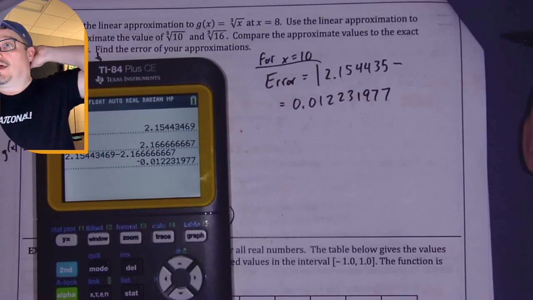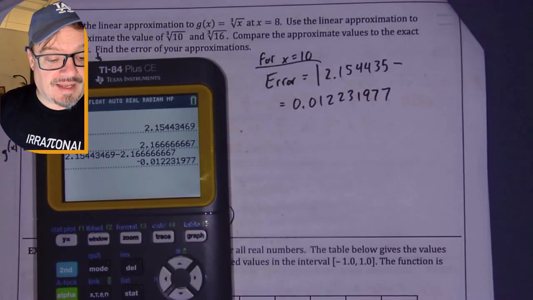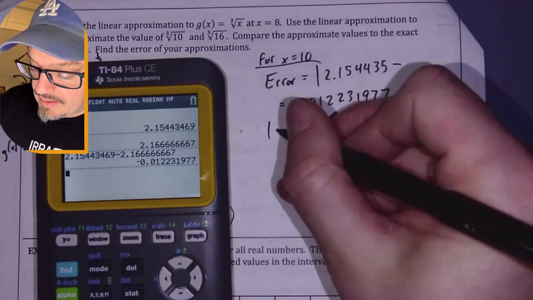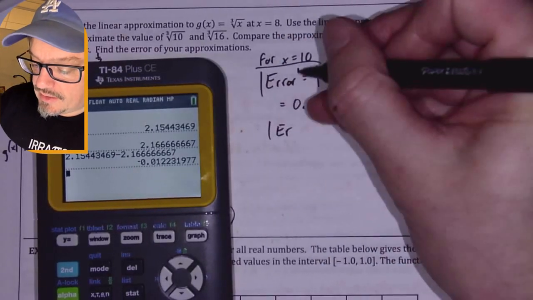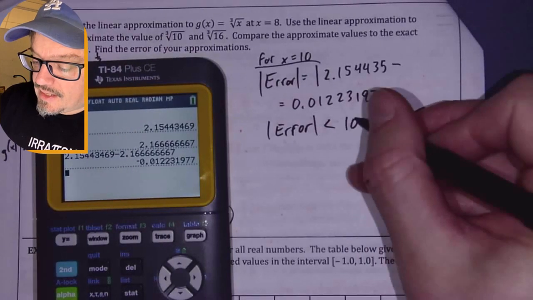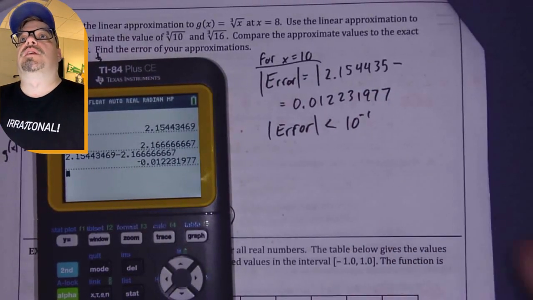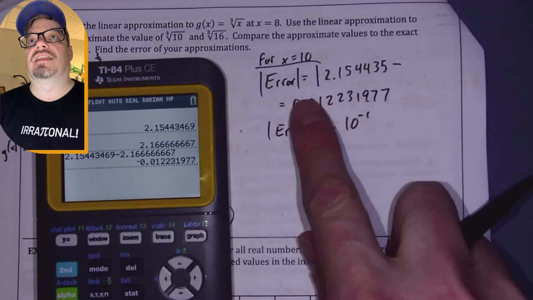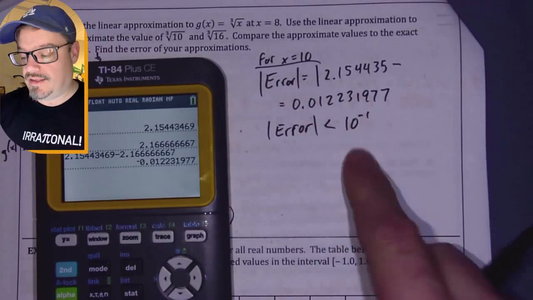0.01223197. Okay, that's fine. So what we want to say then is that the error is, let's put absolute value actually there. The error is, we said less than 10 to the negative 1, right? Just because of that 1, 0. So this is a fancy way of saying that. I like this. This is really nice.